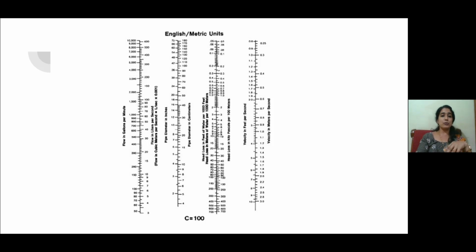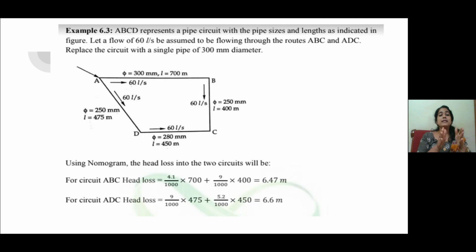Then we will move on to one example. ABCD represents a pipe circuit with the pipe sizes and lengths indicated in the figure. Let a flow of 60 liters per second be assumed to be flowing through the routes ABC and ADC. Replace the circuit with a single pipe of 300 mm diameter. This is our question.